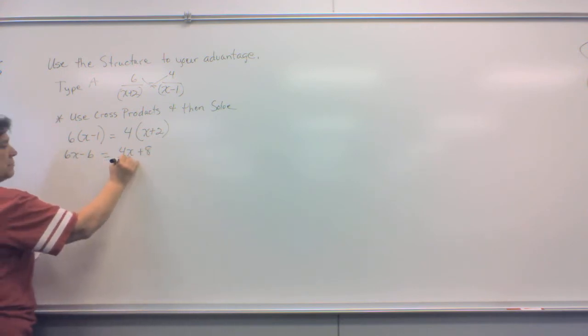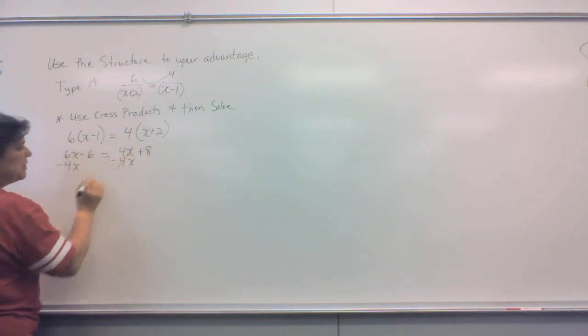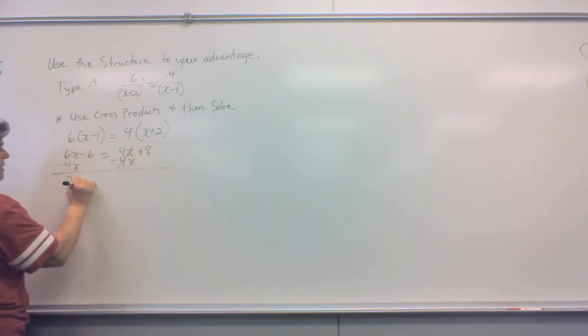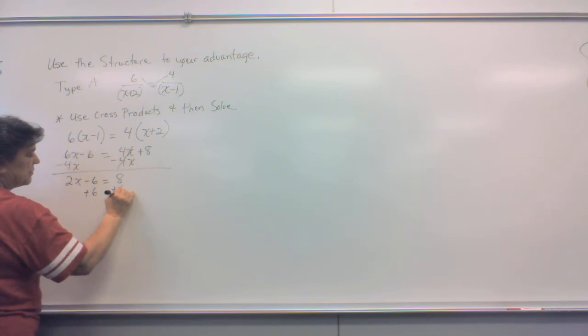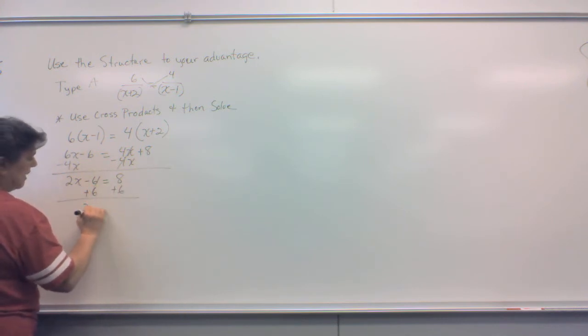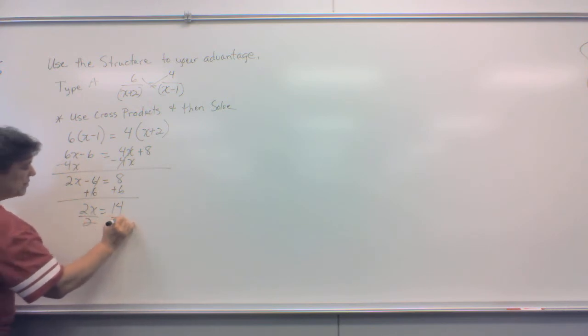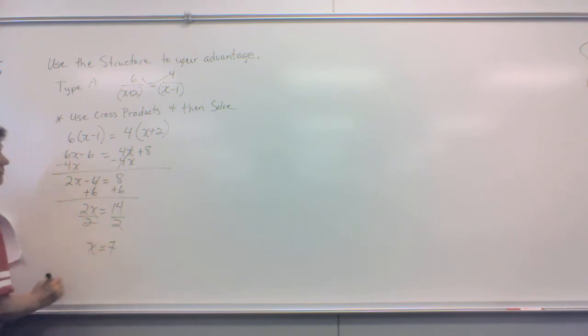We're going to subtract our variable term first. Remember, this is equation solving from earlier in our lesson, so we'd have 2x minus 6 is equal to 8. Add my 6 to the other side, and I have 2x is equal to 14. Divide by my 2, and I have x is equal to 7.